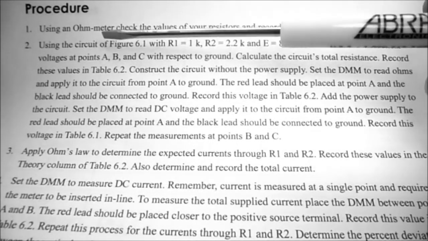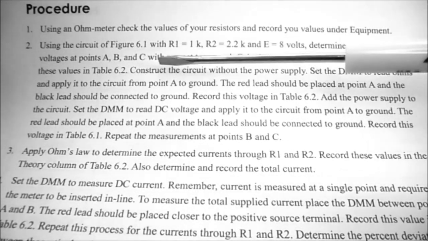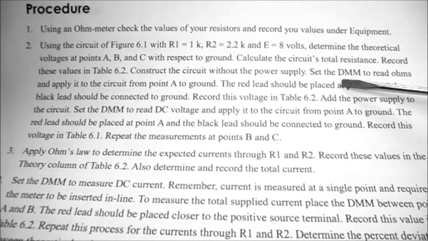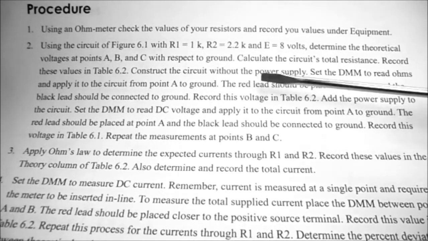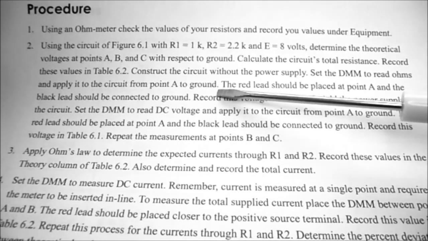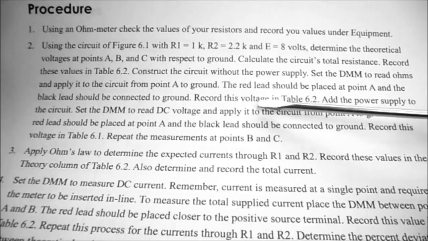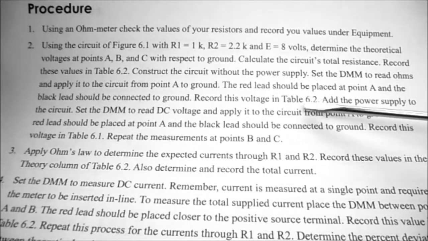So under procedure, step 2, we're now going to construct the circuit without the power supply, set the DMM to read ohms, and apply it to point A and the ground. So we're going to find the total resistance of the circuit, and we're going to record this measured value in table 6.2.